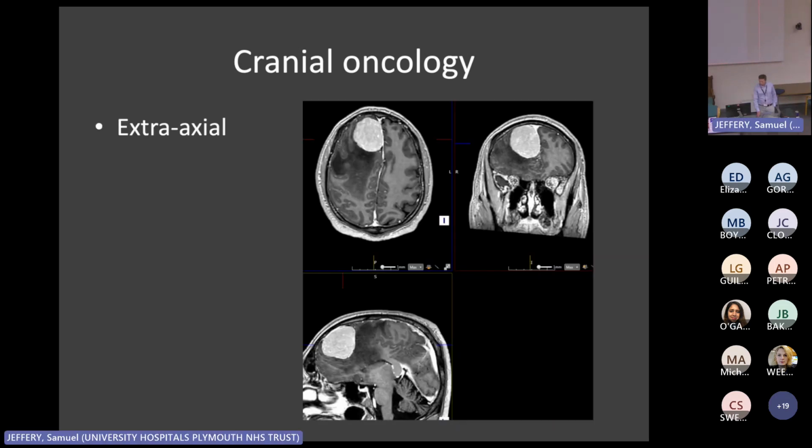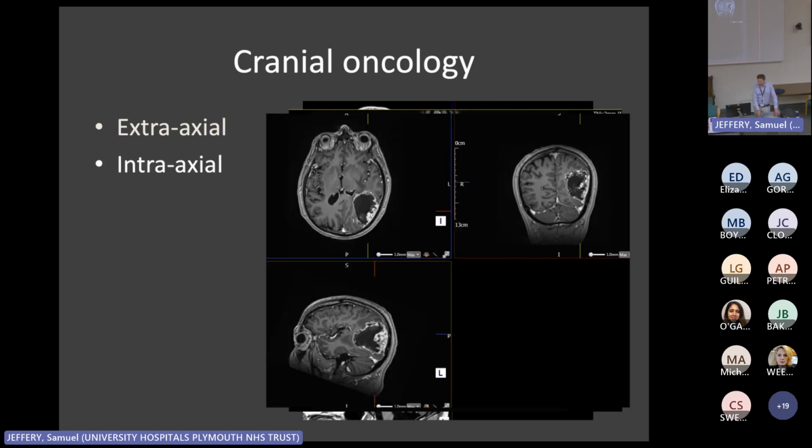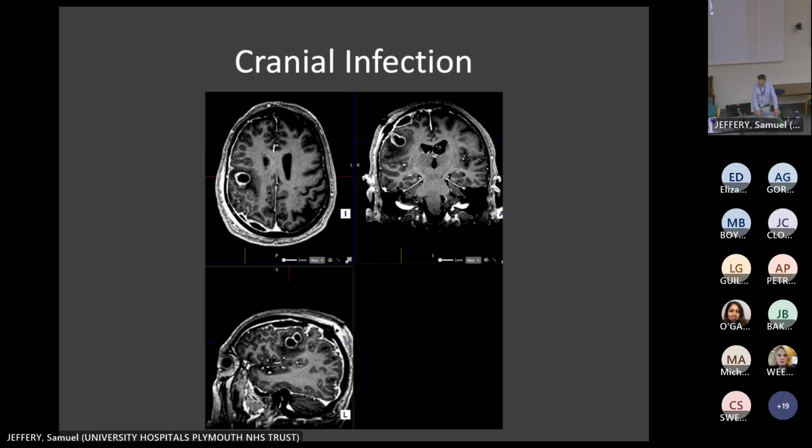Oncology rarely causes issues for us out of hours in terms of operations, but occasionally patients do need emergency procedures. Tumours can broadly be defined into extra-axial lesions such as a meningioma or a vestibular schwannoma. These are tumours that arise from outside the brain, or intra-axial lesions, which are tumours arising from within the brain tissue itself, such as a glioblastoma or a metastasis.